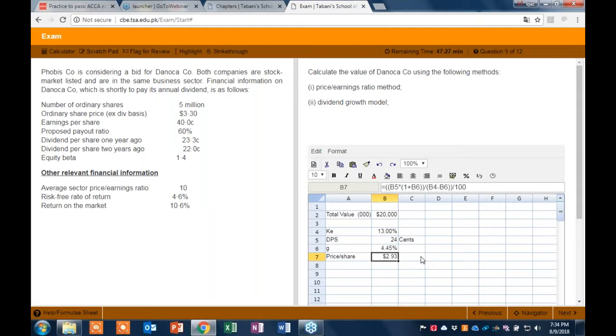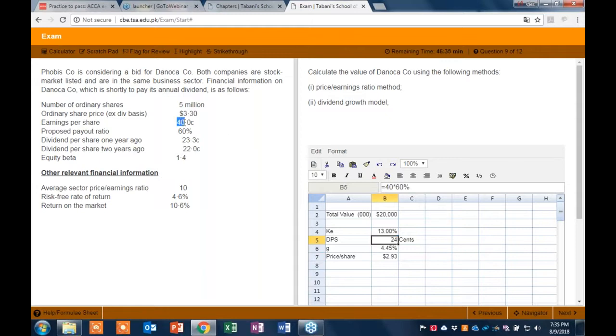So can you show the growth cell again? Yeah, sure. The latest dividend, the earliest dividend, the number of years in between, and then minus 1. Okay, Abdullah, just look at the growth formula. It's the same as we did last time. The latest dividend is 24 cents. The earliest dividend was 22 cents 2 years back. So the latest dividend divided by the earliest dividend, raised to the power of 1 upon the number of years, 2 years. So in this way, we have got the growth, and dividend per share is very simple.